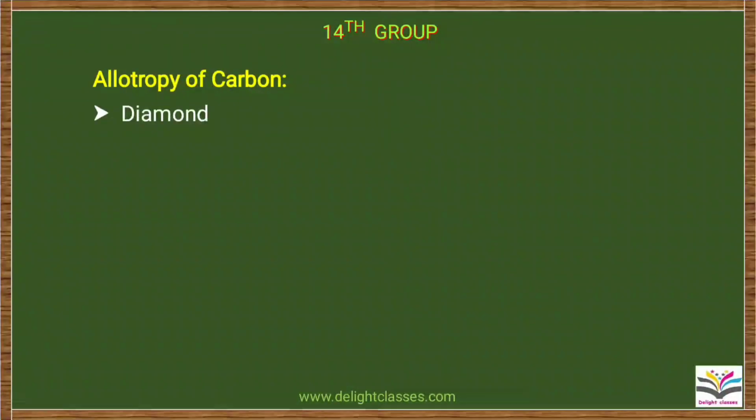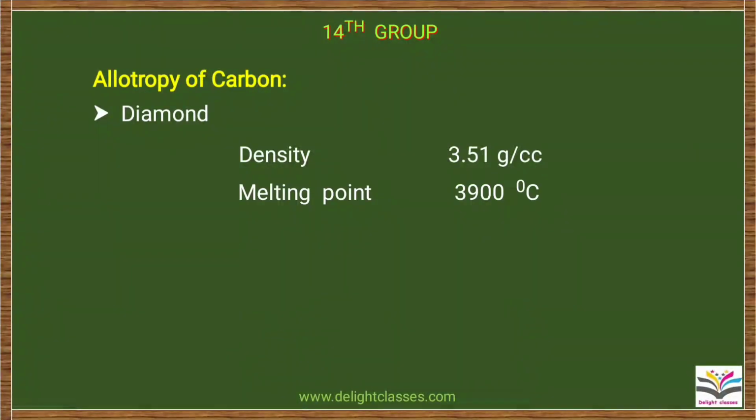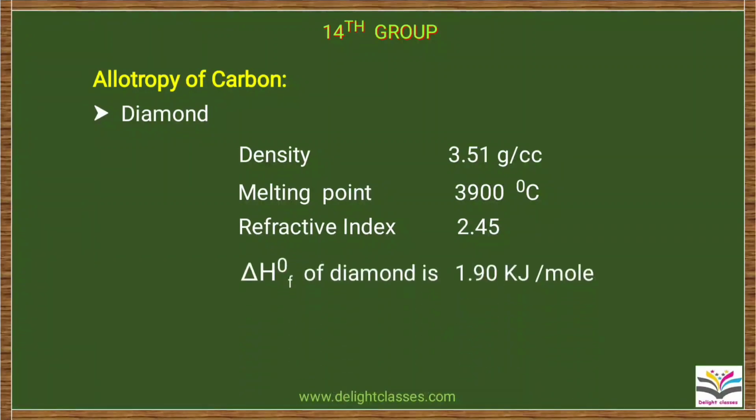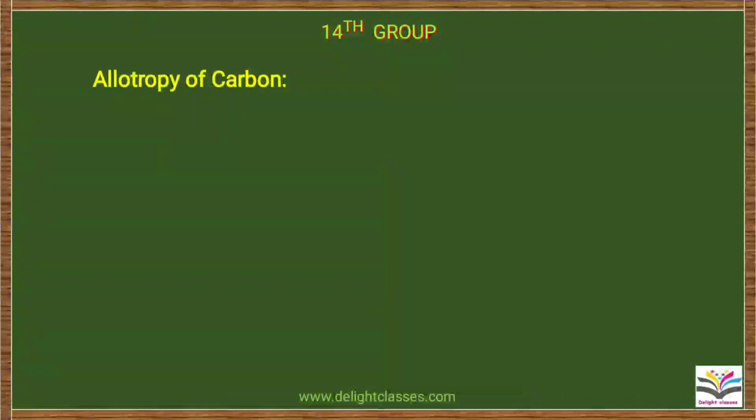Allotropy of carbon. Diamond: density 3.51 grams per cc, melting point 3900 degrees Celsius, refractive index 2.45. Heat of formation for diamond is 1.9 kilojoules per mole.